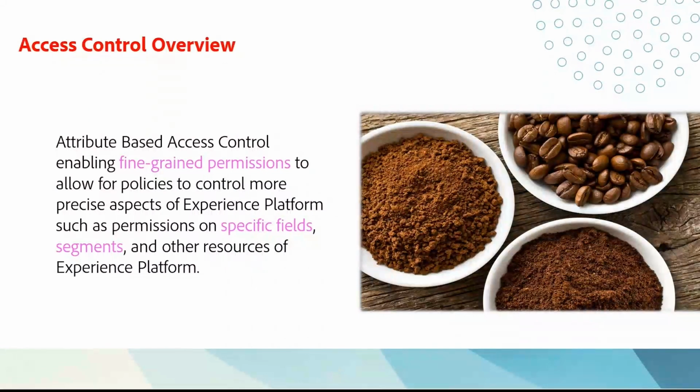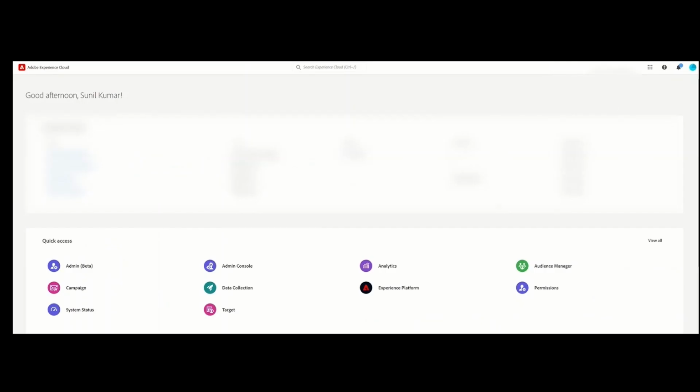Attribute-based access control enables fine-grained permissions to allow policies to control more precise aspects of Experience Platform, such as permissions on specific fields, segments, and other resources of Experience Platform. Let's see the demo now.